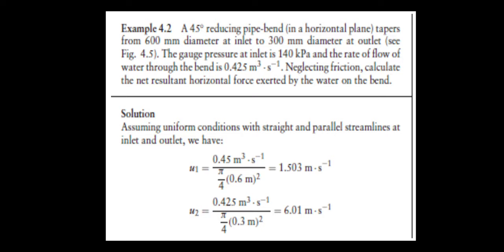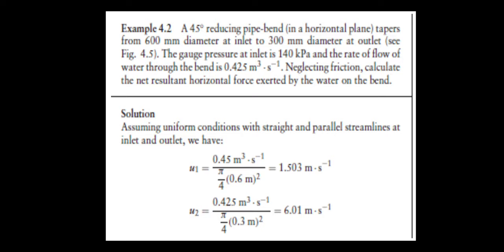So once D is given, automatically find out the area: pi d square by 4, you are getting some value. Next, at the outlet, so what is the outlet? At the outlet you are having pipe diameter D2 equal to 300, find the area. Then the pressure at inlet is 140 kilopascal and the rate of flow discharge is equal to 0.425.